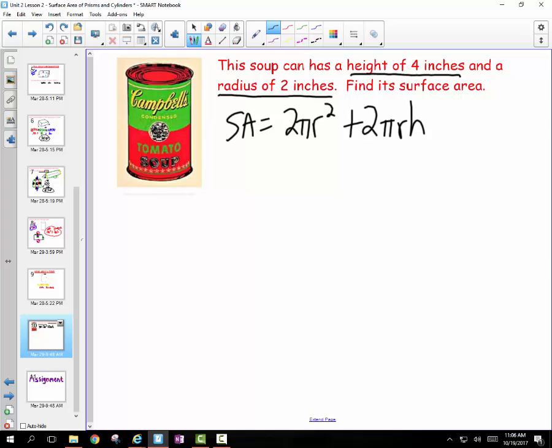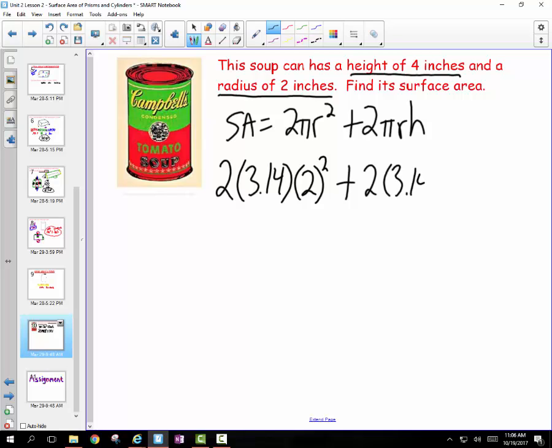So as I go to do this, I need to start doing some substitution. I think we know that we'll put pi in as 3.14 as an approximation. So I have 2 times 3.14. And then it says r squared. Well, I go back up into the problem. It says the radius is 2. So I'm going to say 2 squared. Okay? Then I'm going to go over here, and I see 2 pi. And then it says r h. Well, r is 2, and h is 4. 2 pi r squared plus 2 pi r h.